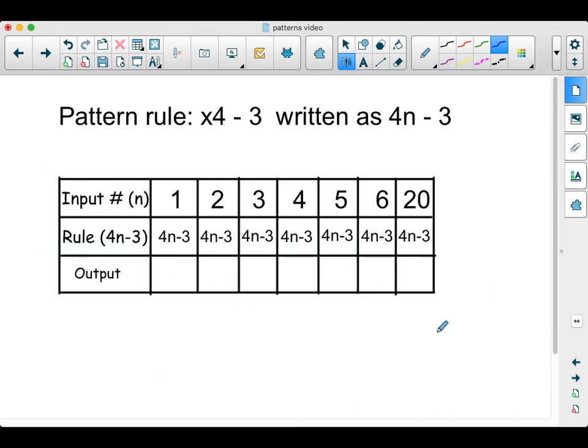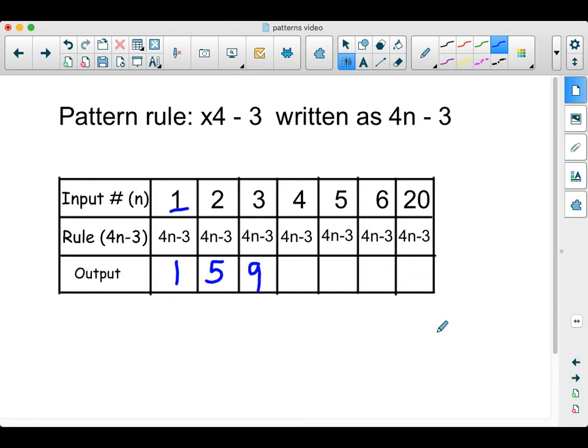If I was given another pattern rule, times 4, subtract 3, possibly written as 4n minus 3, I'd do the same thing. So if I took 1, I would multiply it by 4 and subtract 3. 1 times 4 is 4, minus 3 is 1 again. For this one, I would put 2 in instead of n. So 4 times 2 is 8, minus 3 is 5. 4 times 3 for the next one is 12, minus 3 is 9.